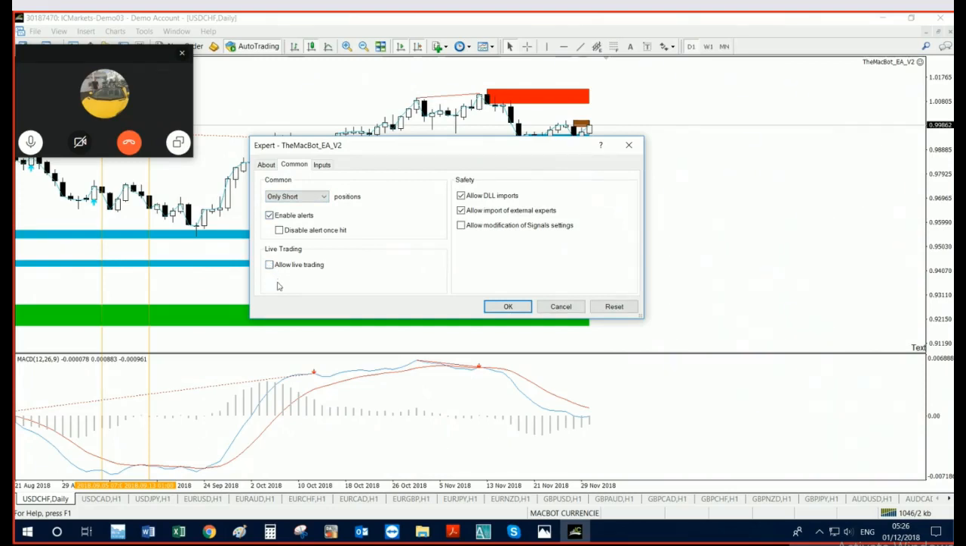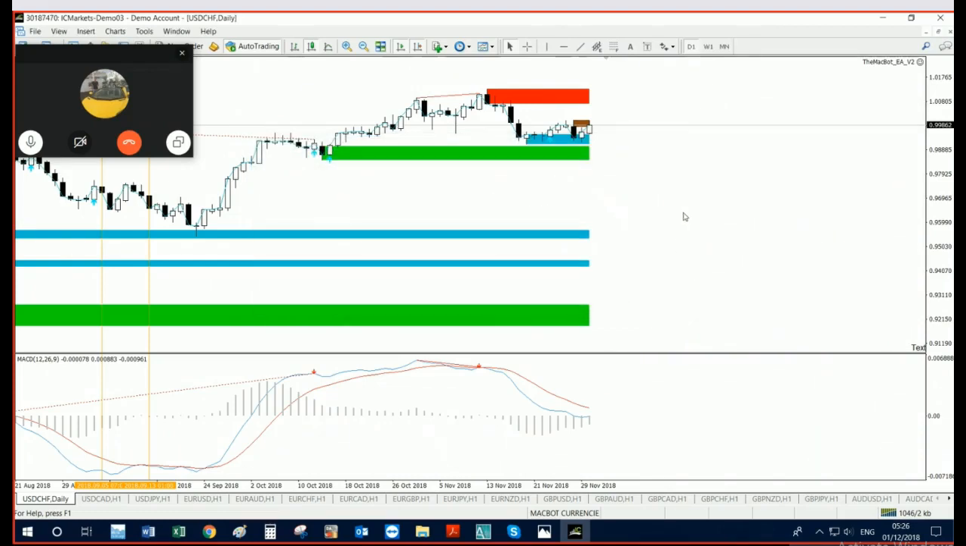When you've seen a trade opportunity that you want to trade, you select that allow live trading. So that's for this kind of trade.